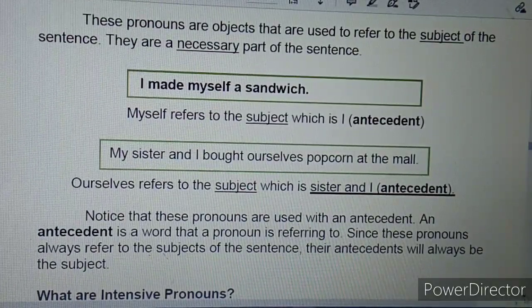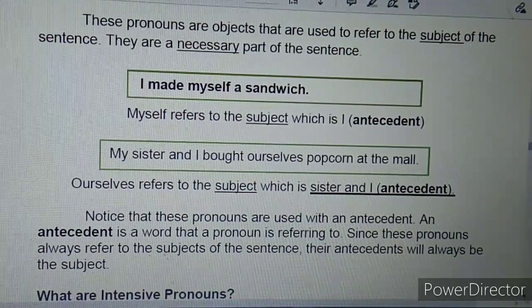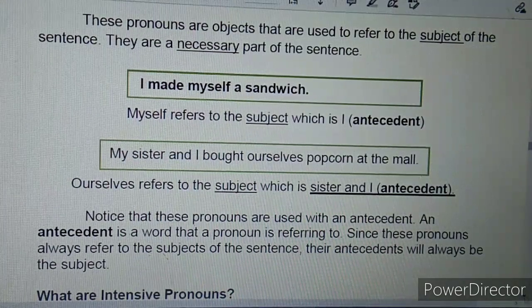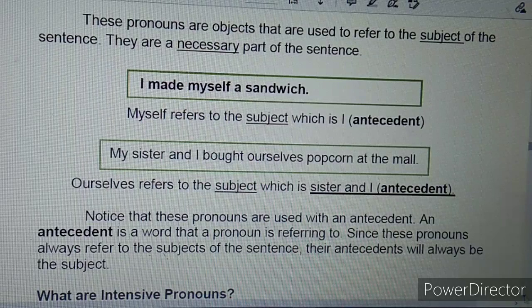For example, I made myself a sandwich. Myself refers to the subject, which is I. And I is what we called our antecedent. Another example, my sister and I bought ourselves popcorn at the mall. Ourselves refers to the subject, which is sister and I, and the sister and I are our antecedent.